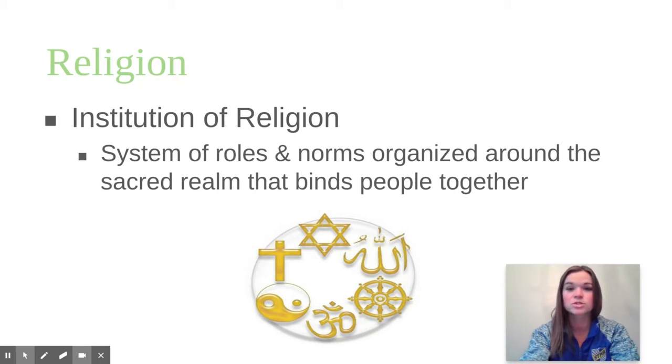All right, so sociologists will define it as the system of roles and norms organized around the sacred realm that binds people together. There are all sorts of different types of religion in our community, in our state, in our country, and in the entire world. And we're going to talk about a few of the main ones today, and more importantly, how religion affects people's everyday life and overall society.